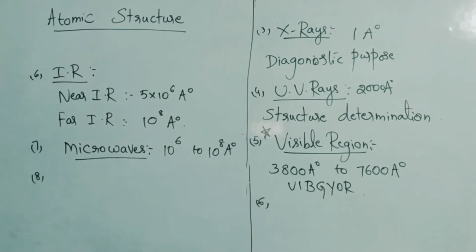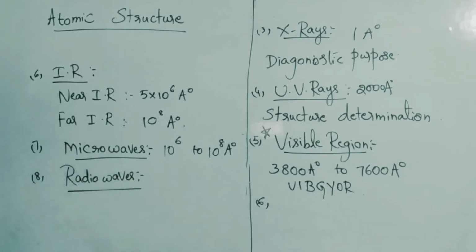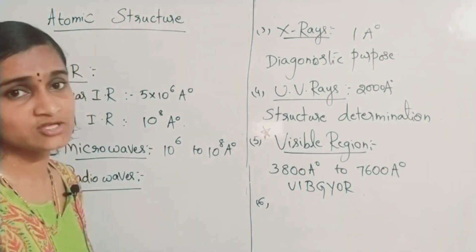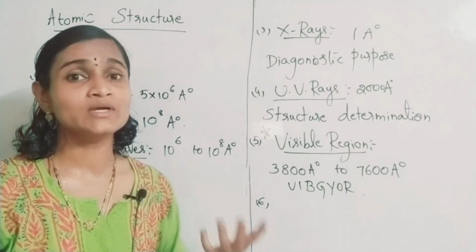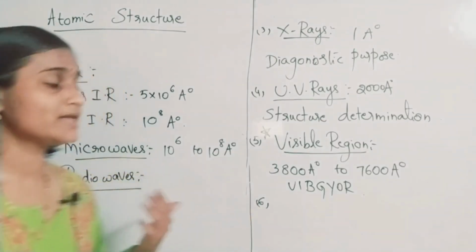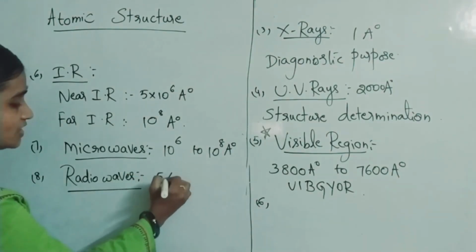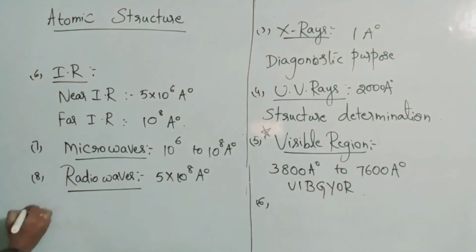And then we go for radio waves. Radio waves are the main waves used for radio broadcasting and radar applications, radio detection and ranging. Even TV and radio broadcasting are possible only with radio waves. They have a wavelength range of about 5 into 10 to the power of 8 angstroms. Radio waves. And then finally you have what?